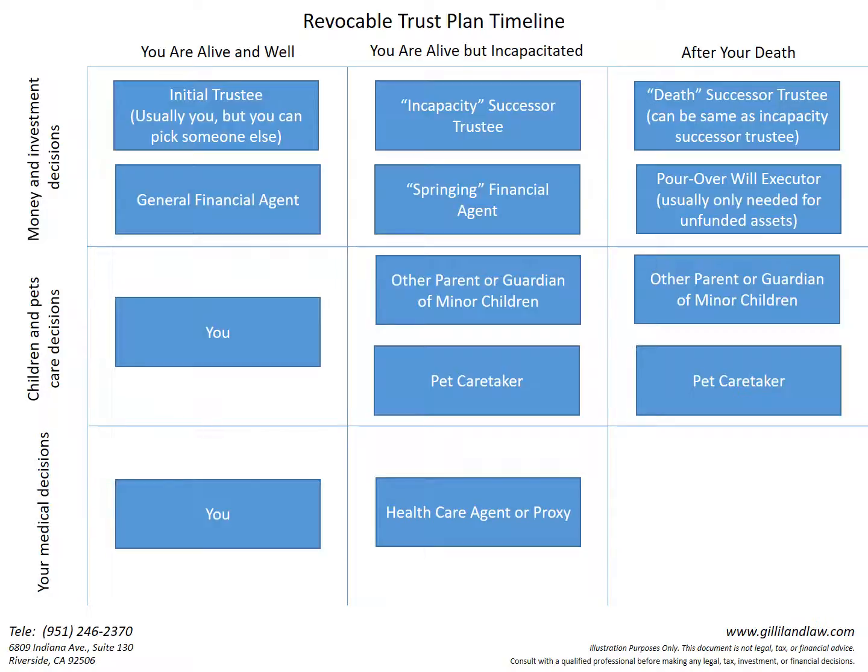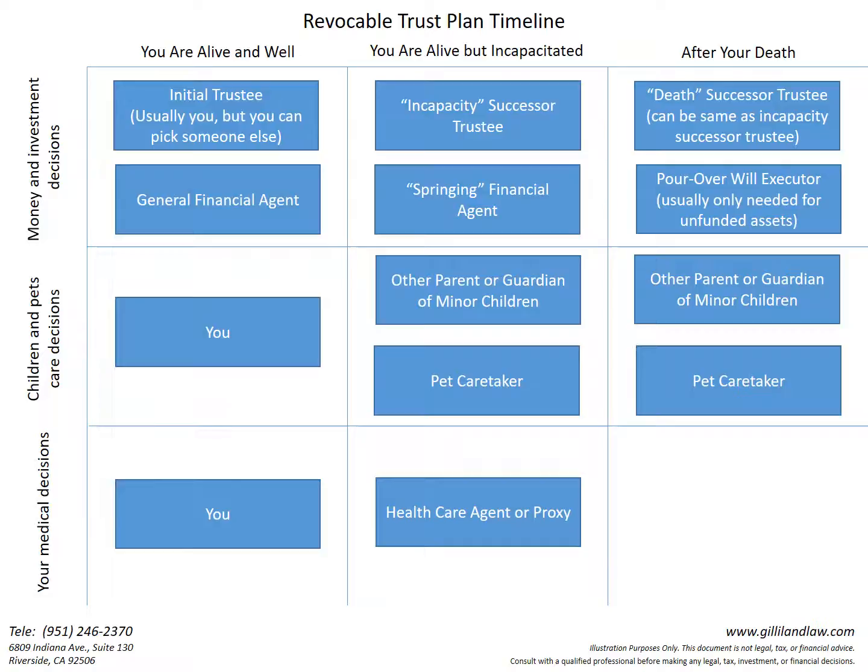All right, so if you're alive and well, it's all you. If you're alive but incapacitated, we get into the incapacity trustee. We get into the springing financial agent. We get into appointing a guardian for minor children or a guardian for your pet, okay, or your healthcare agent or proxy. After you die is the third box over here, and that's where most people think of estate plan.